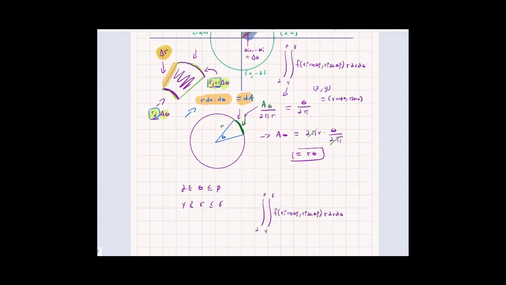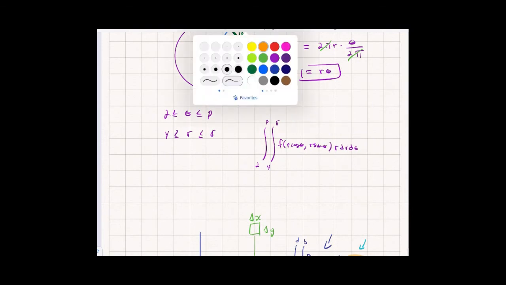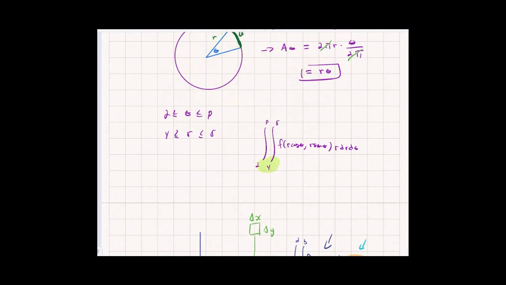Let me bring this down here, and this is the final form that we're going to be using. I'll just rewrite it. It is the integral with r going from gamma to delta and theta going from alpha to beta of f of r cosine of theta, r sine of theta times r dr d theta. This is it. This is the polar integral.